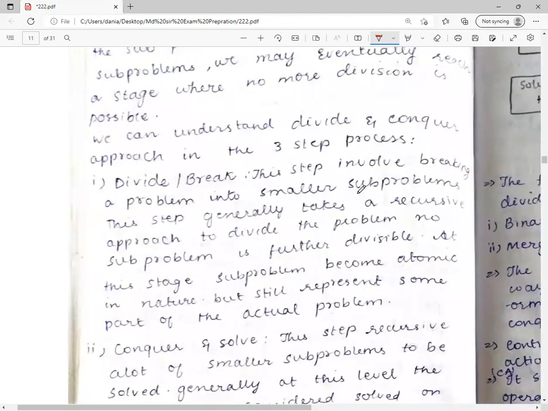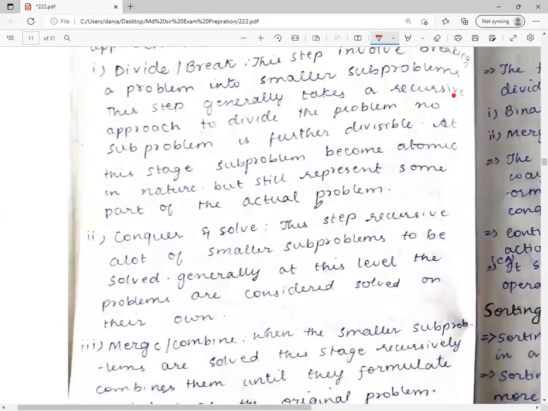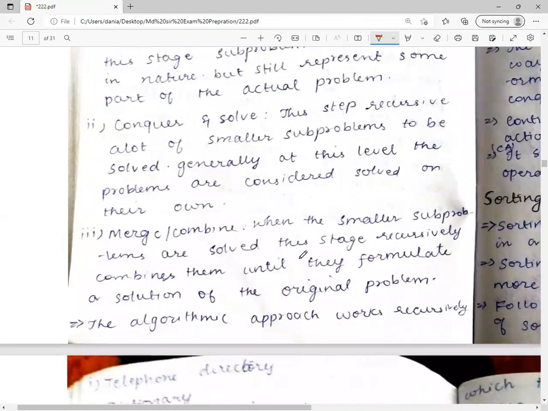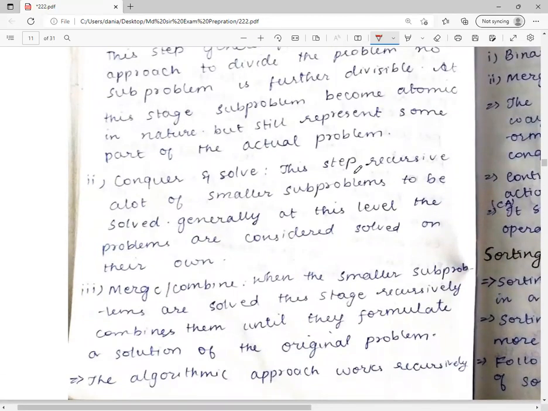Divide/break. This step involves breaking the problem into smaller subproblems. These steps generally take a recursive approach to divide the problem until no subproblem is further divisible. At this stage, the subproblem becomes atomic in nature but still represents some part of the actual problem. Conquer/solve: solve the subproblems recursively. Generally, at this level, the problems are considered to be solved on their own.